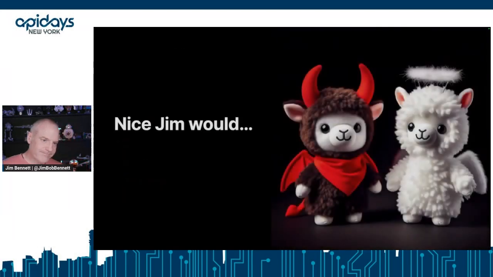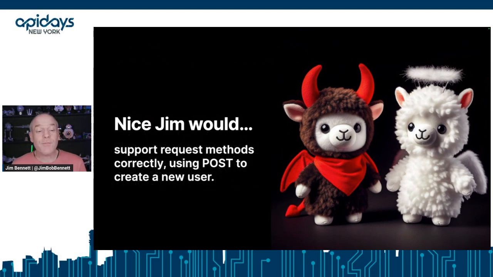Now, would Nice Jim do this? Nice Jim would not do this. Nice Jim would actually support request methods correctly. So use POST to create a user, PUT to update a user, DELETE to delete a user, and GET to get a user. This helps new developers on the API actually understand it because these are standards.